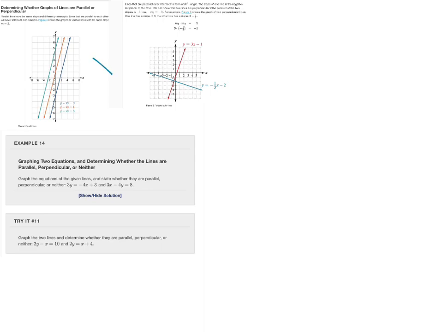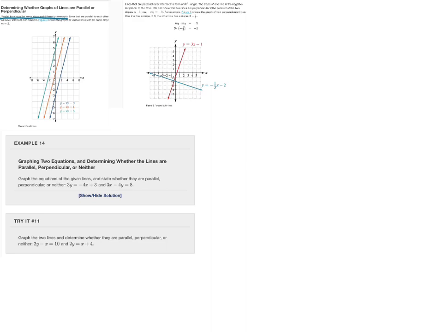Next, we're going to talk about parallel lines. Okay. So can you see this picture? It says determining whether graphs of lines are parallel or perpendicular. So if we're reading here, it says parallel lines have the same slope and different y-intercepts. You want to write that in your notes. Parallel lines have the same slope and different y-intercepts.